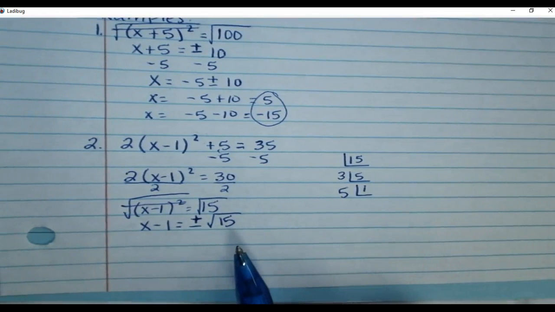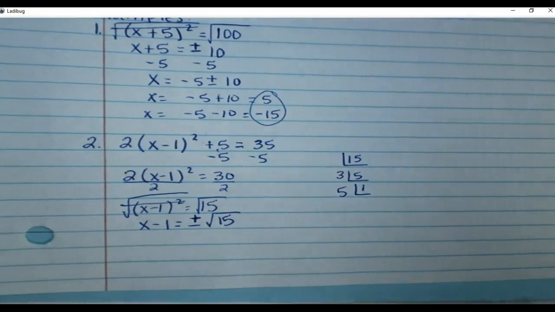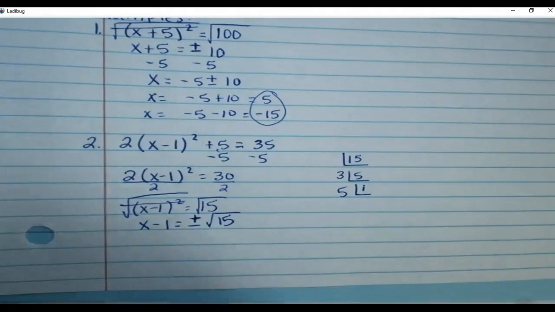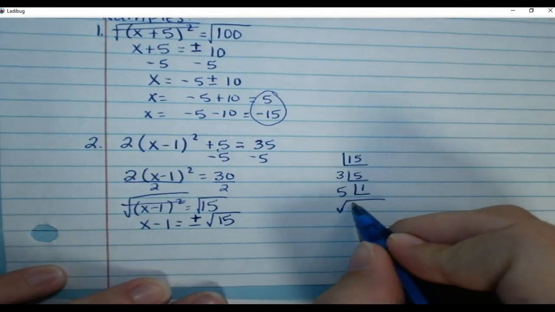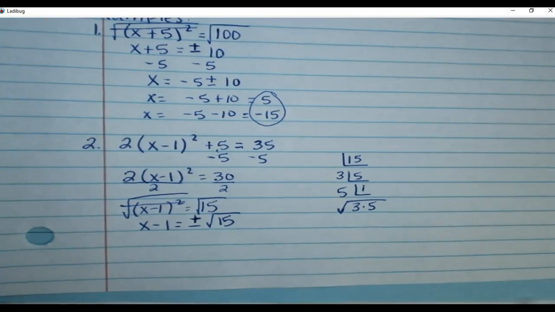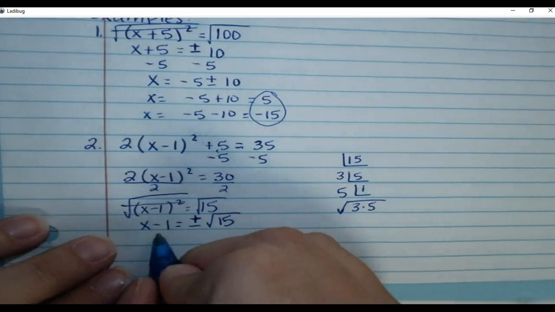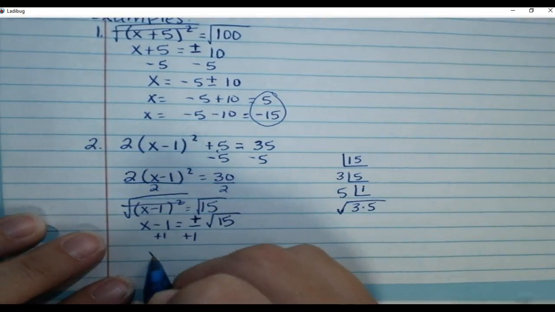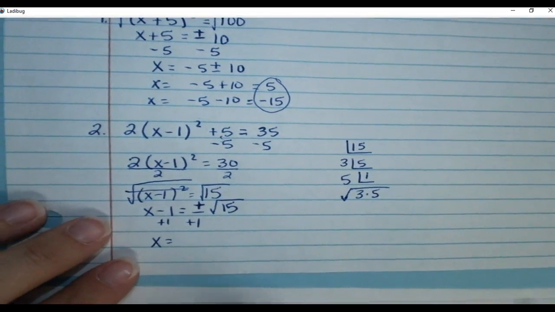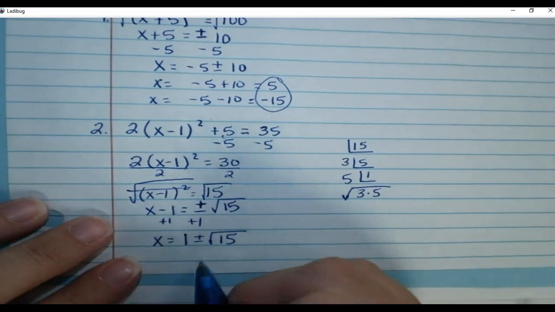Questions on that? No, because you don't have a pair of 3's. So you have to have a pair in order for one of them to come out. Yeah. So it would just stay 3 times 5 inside. Okay. So then our last step, solve for x. What would I do? Plus 1. So then I have 1 plus or minus square root of 15.